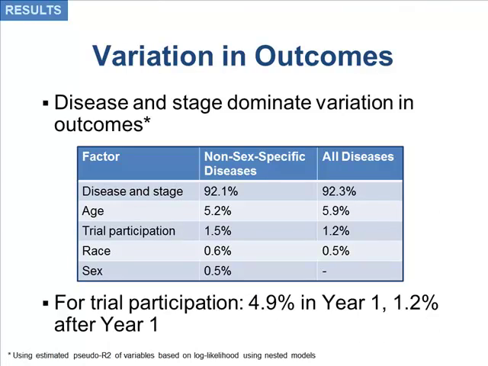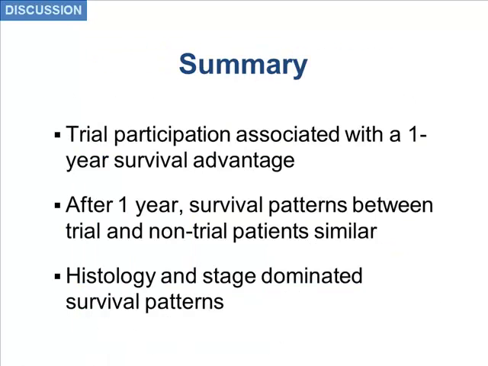Finally, I calculated the variation in outcomes attributable to different factors. It turns out that more than 90% of the variation in outcomes is attributable to histology and stage, while less than 2% of the variation was attributable to trial participation. Even in that first year, only about 5% of the variation in outcomes is attributable to trial participation. Therefore, histology and stage really do dominate outcomes. So in summary, trial participation was associated with a 1-year survival advantage. After that first year, survival patterns between trial and non-trial patients were similar, and histology and stage dominated survival patterns.